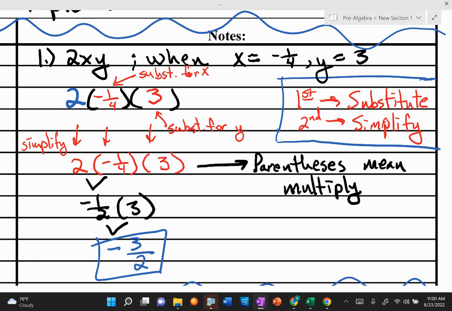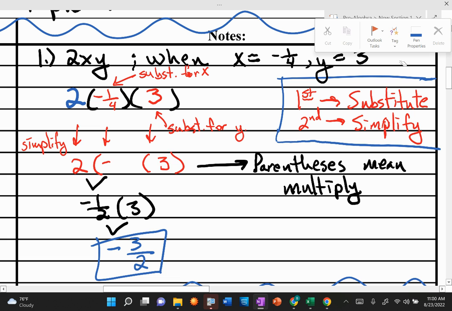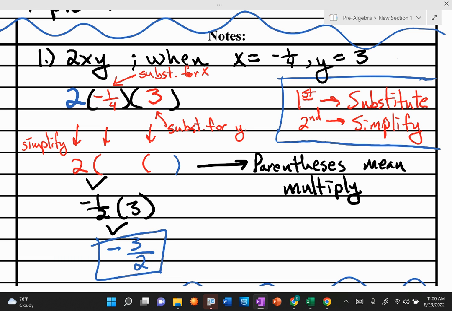So what I did first when I was piecing this together, I just had the parentheses there. This little message right here is hopefully going to help jog our memory. So I have those parentheses there. What do I need to put in those first parentheses? And how do we know that? Yeah, so we're evaluating 2xy when x equals negative 1/4 and y equals 3.